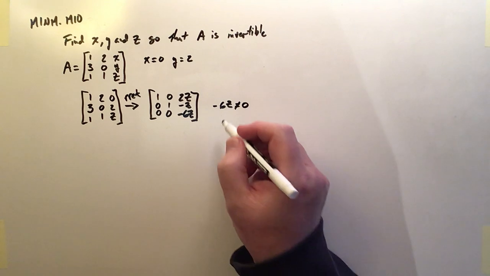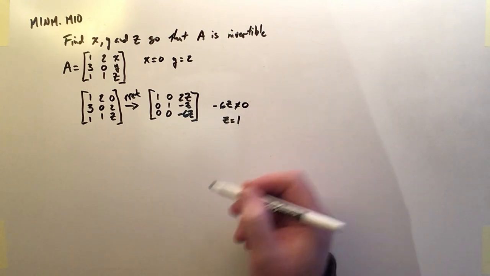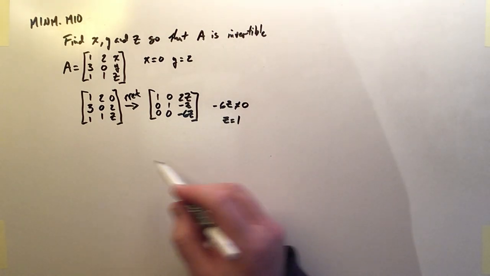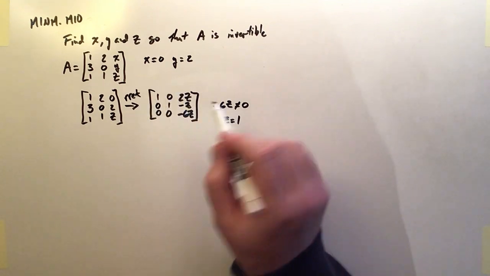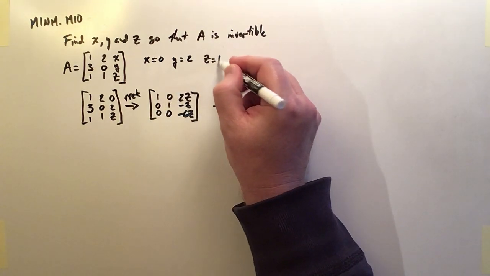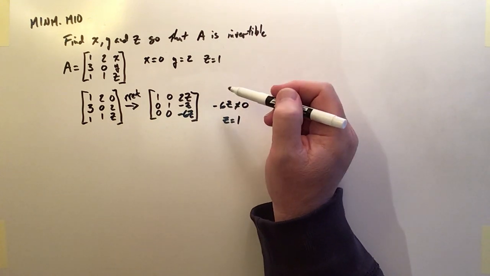So what do I choose? I'm going to choose z equals 1. That's like the easiest thing to choose. So that gives us our x, y, and z. z is equal to 1. And then that'll make A invertible.